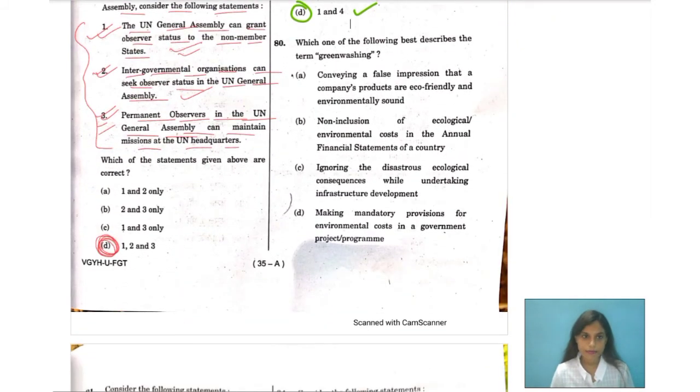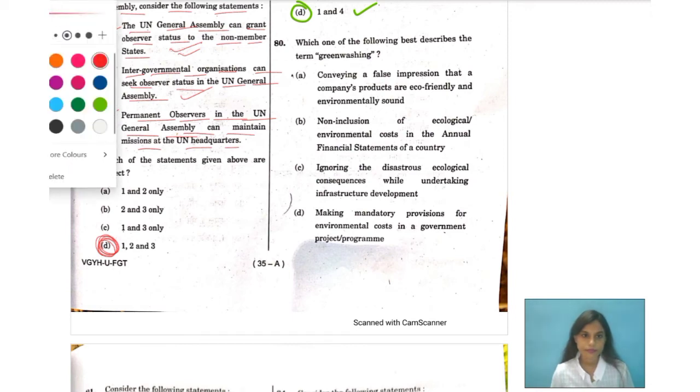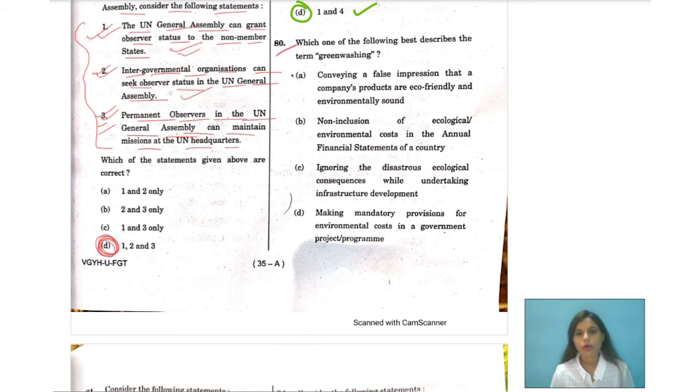This one says, which one of the following best describes the term greenwashing? Conveying a false impression that a company's products are eco-friendly and environmentally sound. Yes, this one is correct. Why? Because greenwashing is the process of conveying a false impression or providing misleading information about how a company's products are more environmentally sound.